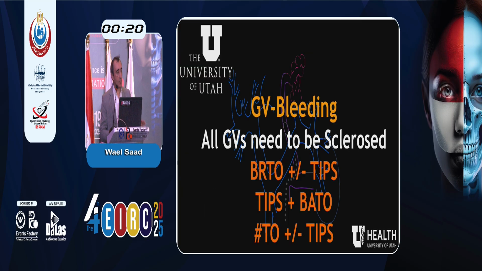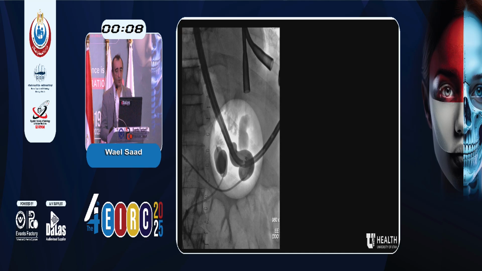Okay? So that's the whole key. You need to sclerose the varices, whether you're TIPSing or not. TIPS and BATO sclerosis, TIPS and BRTO, but you need to sclerose the varices whether you're going to put a TIPS in or not.